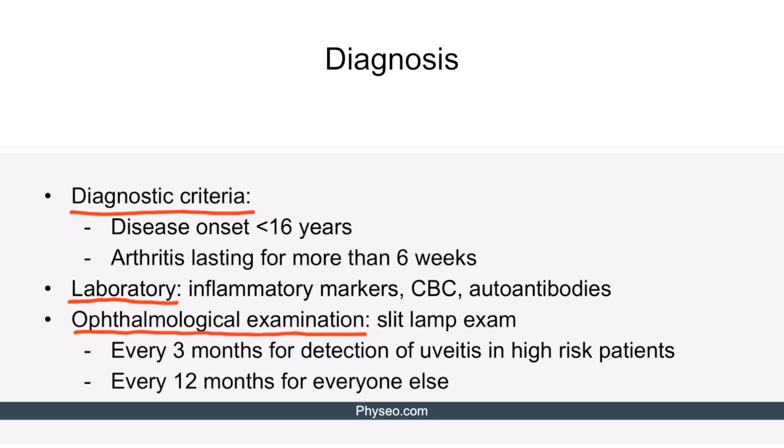Ophthalmological examination with a slit lamp is required to test and screen for anterior uveitis. It's recommended every 3 months in high-risk patients and every 12 months for everyone else. A patient is considered to be high risk if they are 6 years or younger at the age of disease onset, if they're ANA positive, and if they've had the disease for 4 years or less.